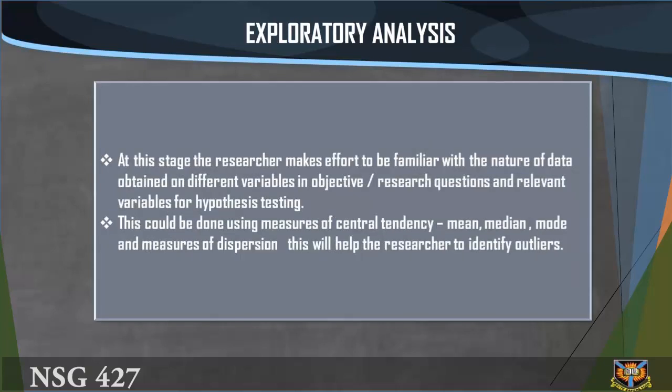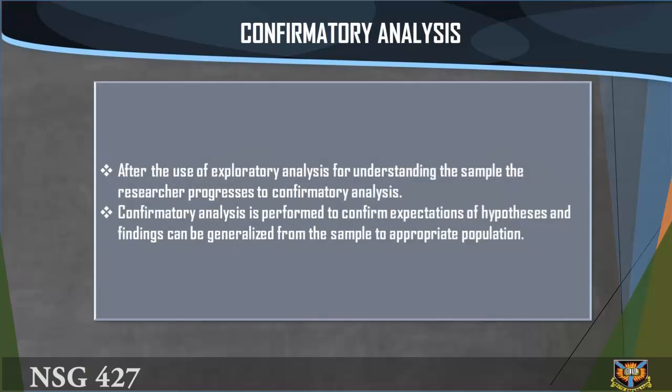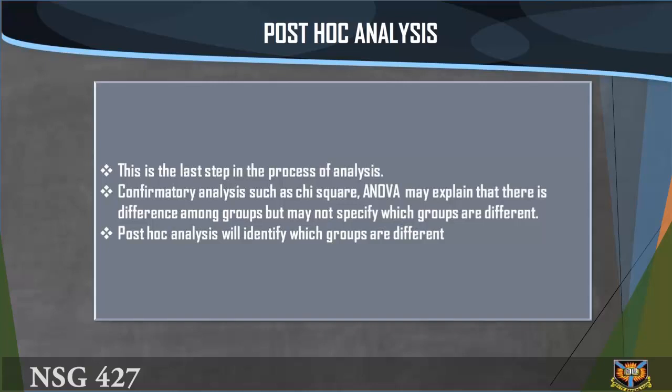Exploratory analysis. At this stage, the researcher makes effort to be familiar with the nature of data obtained on different variables in objective or research questions and relevant variables for hypothesis testing. This could be done using measures of central tendency: mean, median, mode, and measures of dispersion. This will help the researcher to identify outliers. Confirmatory analysis. After the use of exploratory analysis for understanding the sample, the researcher progresses to confirmatory analysis. Confirmatory analysis is performed to confirm expectations of hypotheses, and findings can be generalized from the sample to appropriate population. Post hoc analysis. This is the last step in the process of analysis. Confirmatory analysis such as chi-square, ANOVA may explain that there is difference among groups but may not specify which groups are different. Post hoc analysis will identify which groups are different.